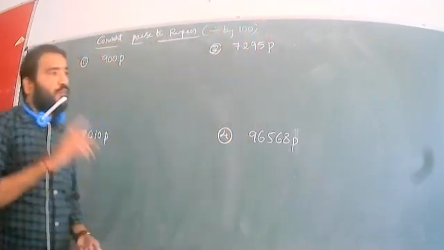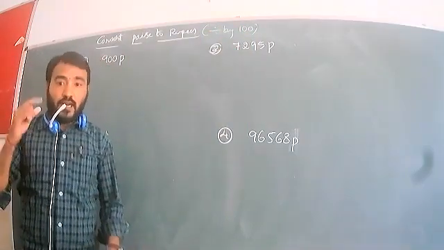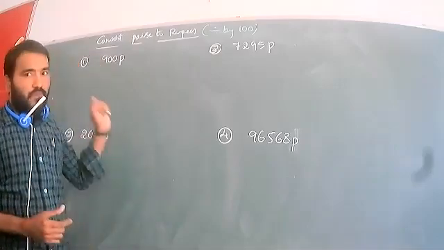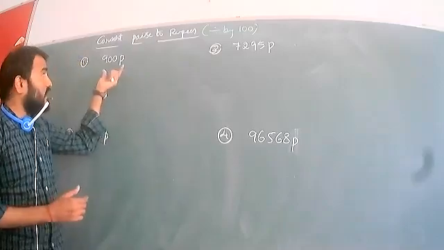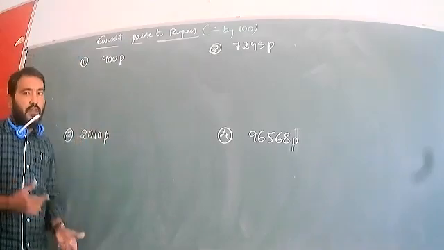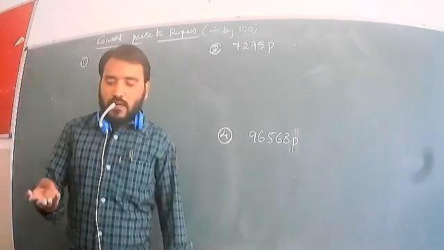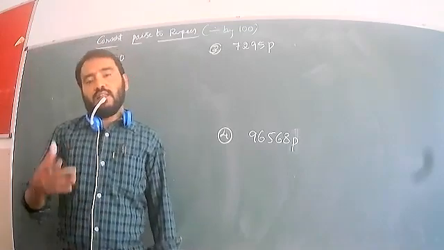Because 1 rupee equals 100 paisa, so 1 paisa equals 1 by 100. So we can divide by 100. Complete how many hundreds are there in the given paisa? Let me go for it, we can divide by 100. You know the table of 100: 100 into 1 is 100, 100 into 2 is 200, 100 into 3 is 300, 100 into 4 is 400, 100 into 9 is 900.